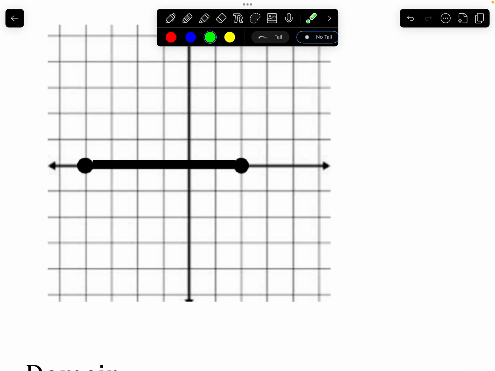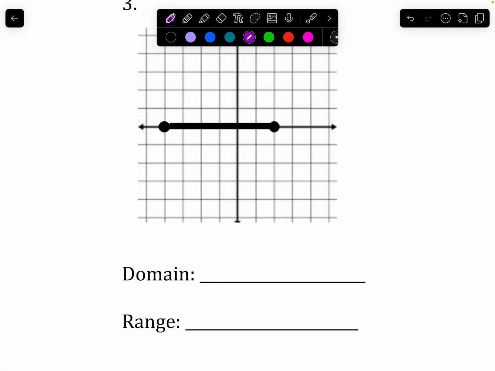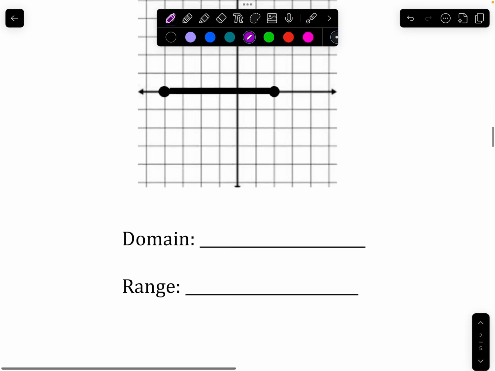Now we're going to run into a graph that does not have arrows. I actually think not having arrows makes it easier. This is still a continuous function, okay? Between those 2 points, my graph is unbroken. I don't have to have arrows for it to be continuous. But now I got to say to myself, okay, let's look at our domain values first.